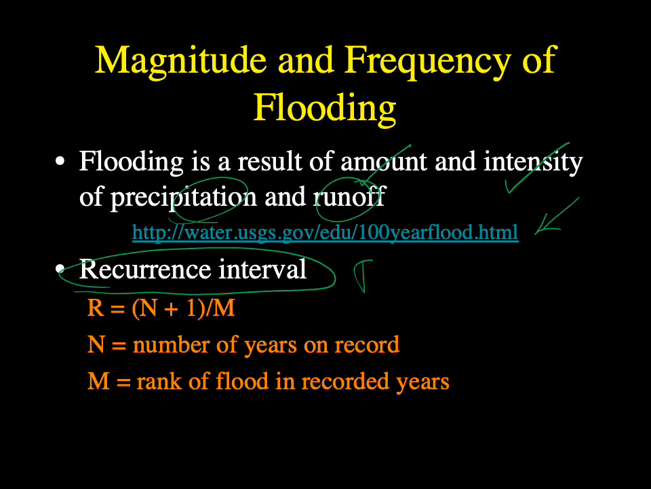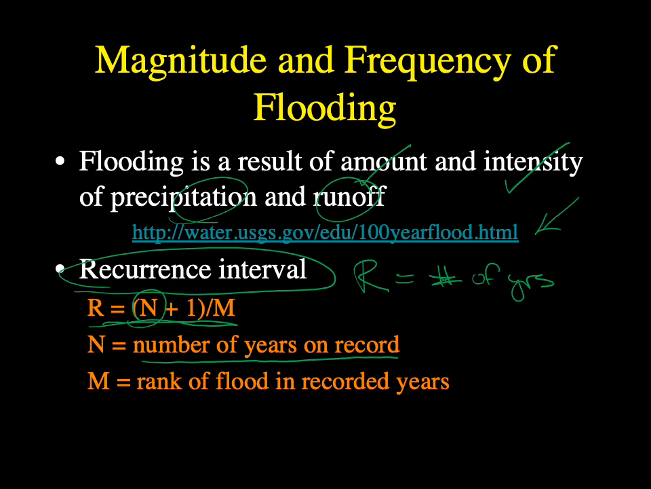The recurrence interval is R. It's going to tell us, in units of years, how many years between floods of different types. We're going to calculate the recurrence interval of certain floods by this equation: R equals n plus 1 divided by m. What is n? N is the number of years we have on record, the number of years that we have monitored a certain river and know its flooding history.